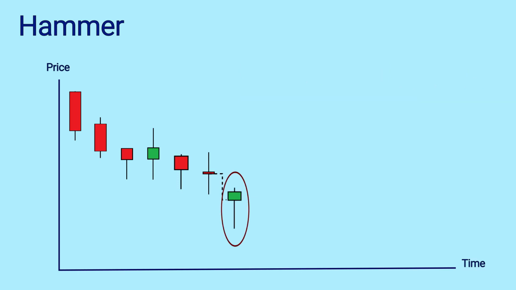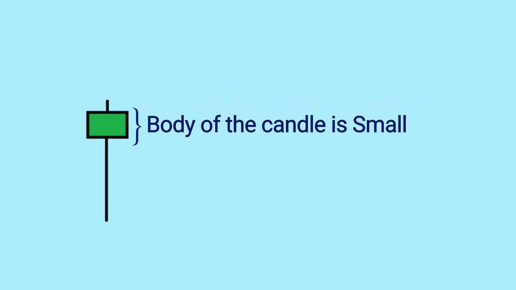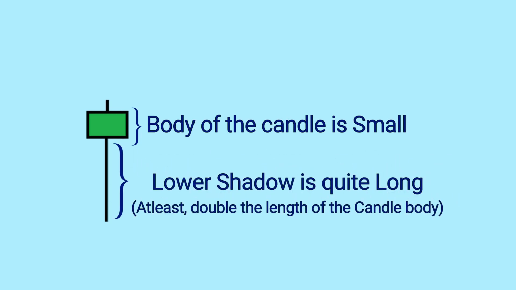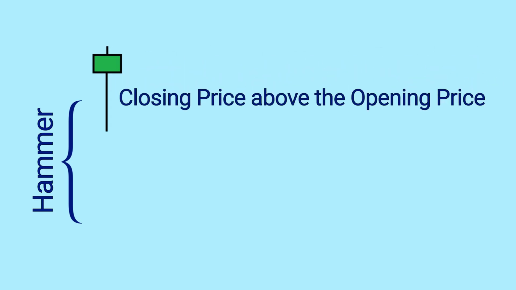So eventually we get a candle where the close is in the proximity of the opening price. So the actual body of the candlestick that is formed is small and the lower shadow should be quite long. Ideally there should be a very small upper shadow or no upper shadow. Now when we look at this candle, it looks like a hammer, doesn't it? The hammer can have the close just above the opening price or a little bit below the opening price.